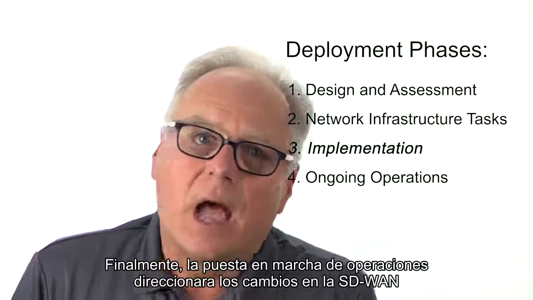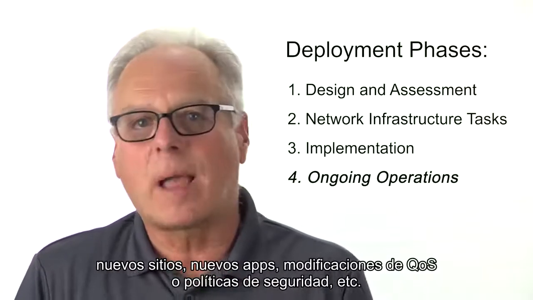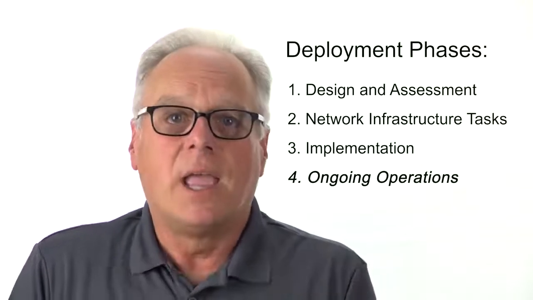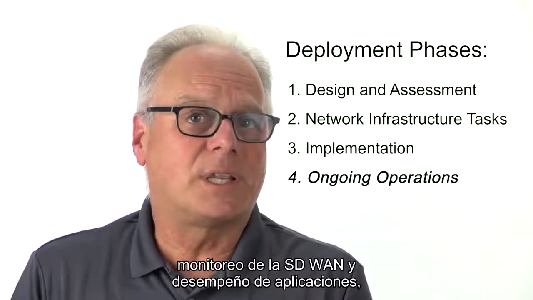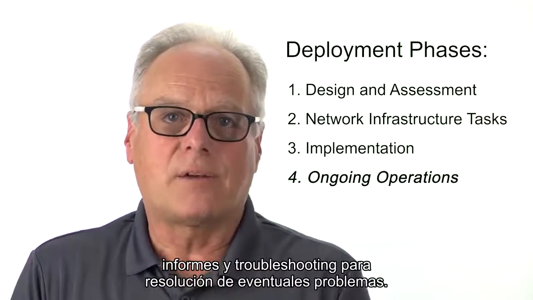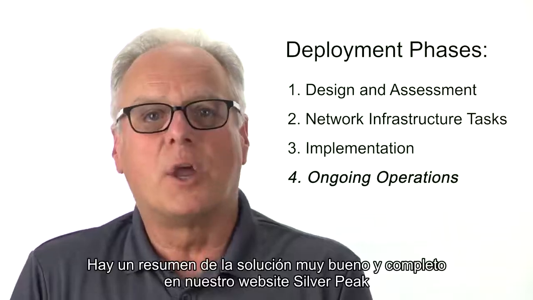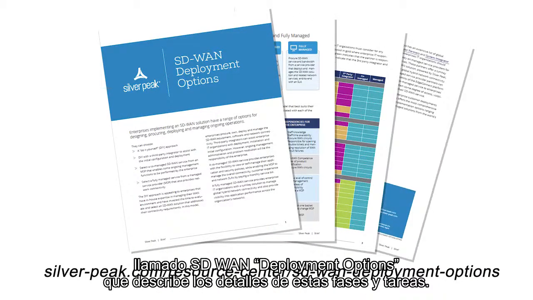And finally, ongoing operations address changes to the SD-WAN, new sites, new apps, modifications to QoS or security policies, etc. And ongoing operations also includes managing software updates, monitoring the SD-WAN and application performance, also reporting, and of course, troubleshooting any issues that might arise. There's a really good and thorough solution brief on our Silver Peak website called SD-WAN Deployment Options that describes the details of these phases and tasks.